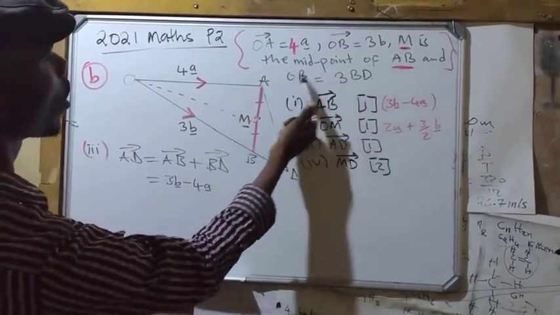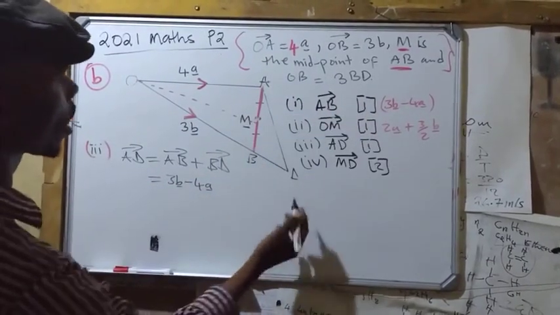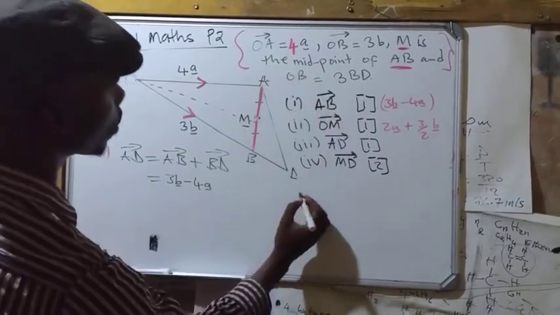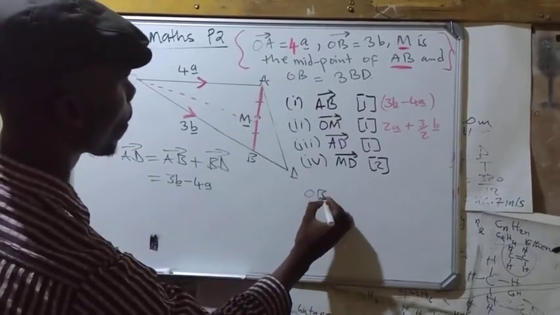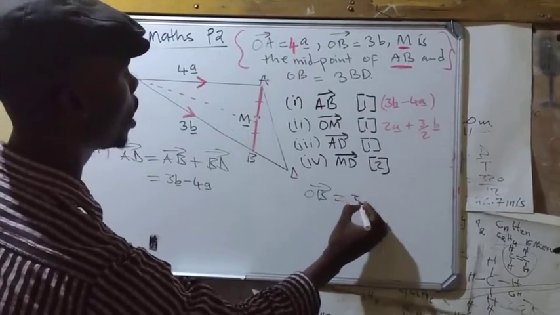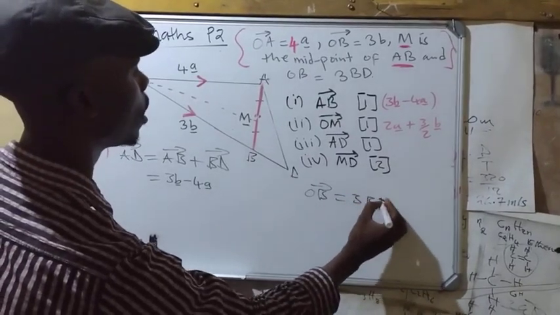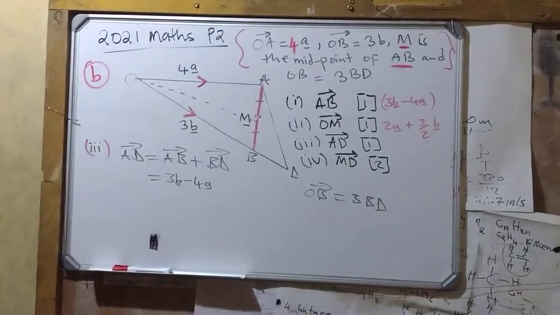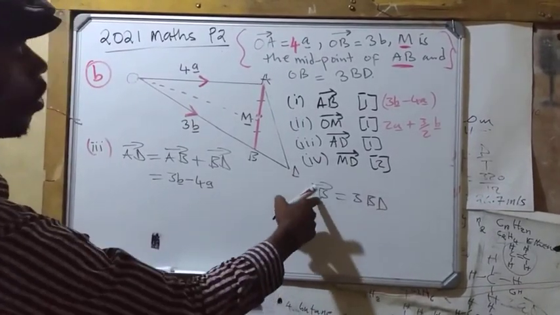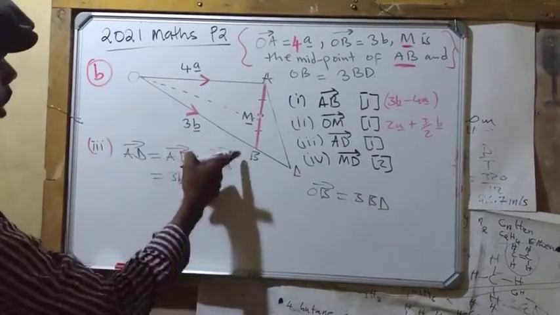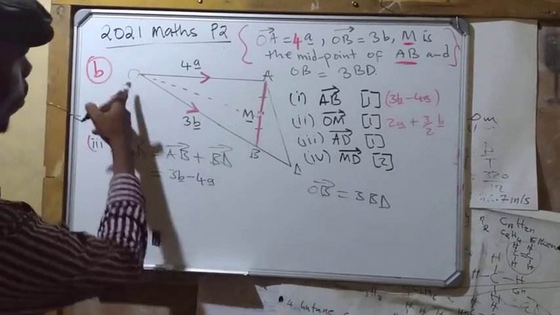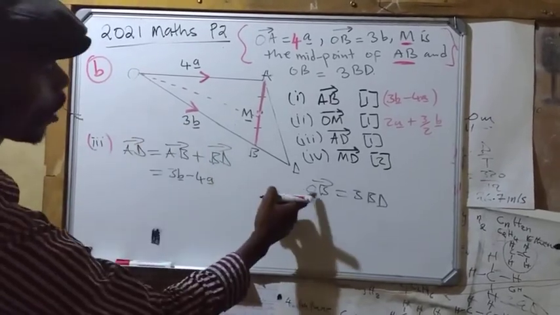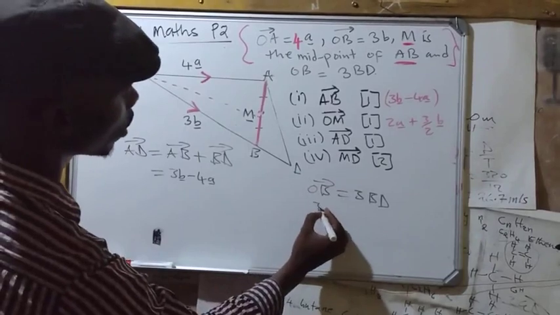So now what you have been given is, now we're going to do this one, which is OB. OB is equal to 3BD. So now you just make BD subject of the formula. So we are told that OB there is 3. So there you will replace by 3.